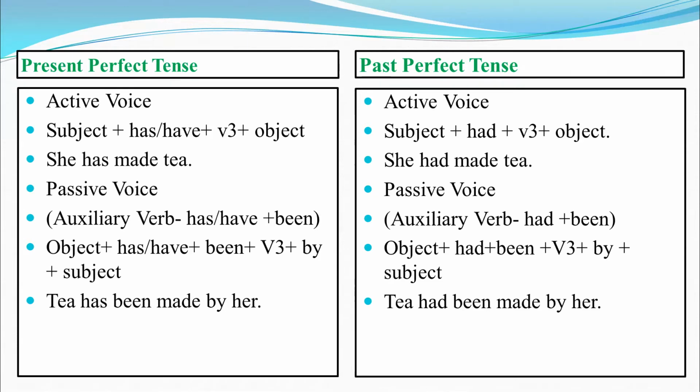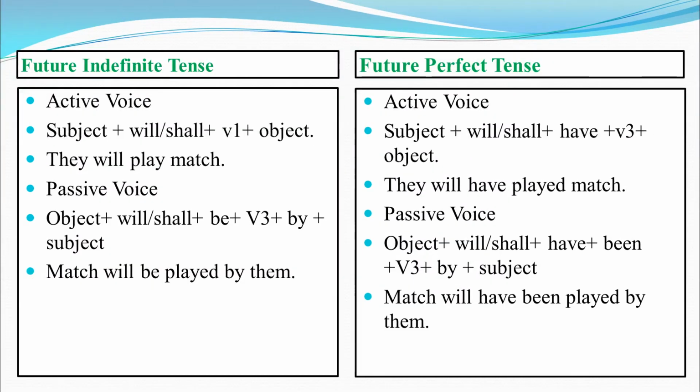Now come to future tense. Future indefinite tense. The structure of active voice is subject plus will or shall, then first form of verb, then object. For example, they will play match. And the structure of passive voice is object plus will or shall plus be plus third form of verb plus by plus subject. For example, match will be played by them.